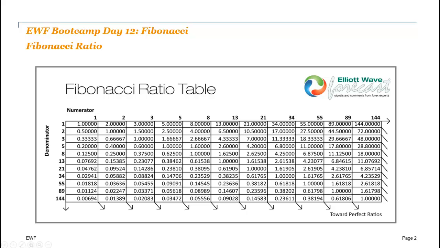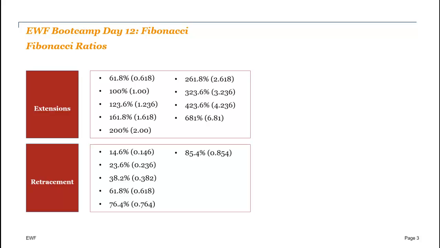Now, the most important ratios that we are interested in are for extension. So we have two different types of Fibonacci ratios here. One is the Fibonacci extension, and another one is Fibonacci retracement. A lot of traders are already familiar with the Fibonacci retracement, but extension also is very important because we use the Fibonacci extension a lot at EWF to measure some sort of target here.